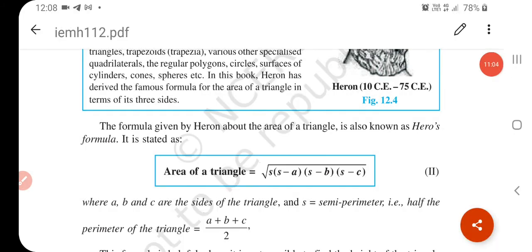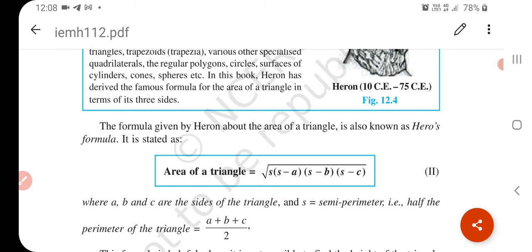So students, the formula given by Heron is known as Heron's formula. The area of a triangle is root of s(s minus a)(s minus b)(s minus c), where a, b and c are the sides of the triangle and s is the semi-perimeter, that is, half the perimeter of the triangle.